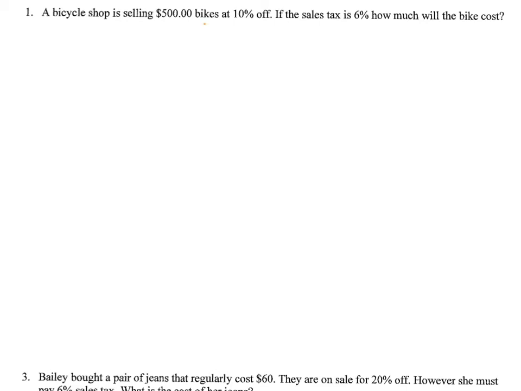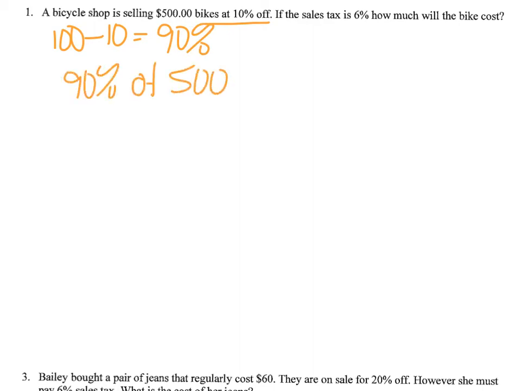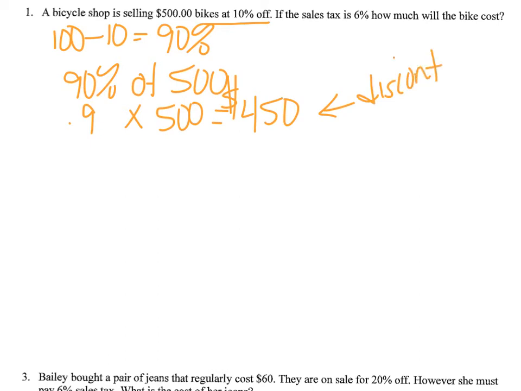So we have to do the discount first, so 10% off. So 100% minus 10% gives you 90%. So the price of the bike is 90%. So we need to know what 90% of $500 would be. So translating to a decimal, we have 0.9 of means times 500. So 0.9 times 500 equals $450. So this is the price after the discount. Oops, I spelled that wrong. There should be a U in there.